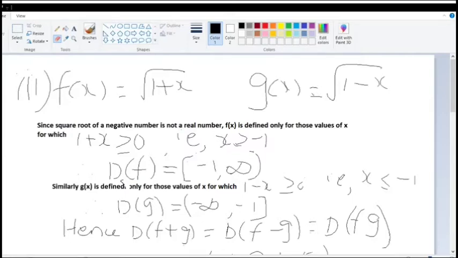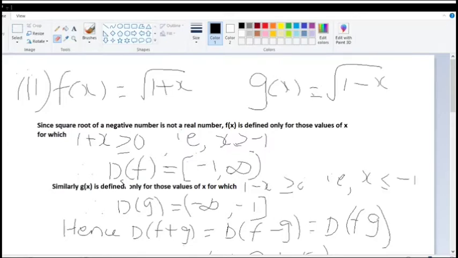Domain of f: f of x is square root of 1 plus x. Since the square root of a negative number is not a real number, f of x is defined only for those values of x for which 1 plus x is greater than or equal to 0, that is x greater than or equal to minus 1. Therefore, domain of f is the set of all x values for which x is greater than or equal to minus 1, that is the closed interval minus 1 to infinity.